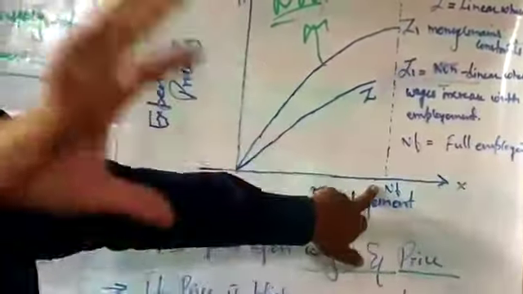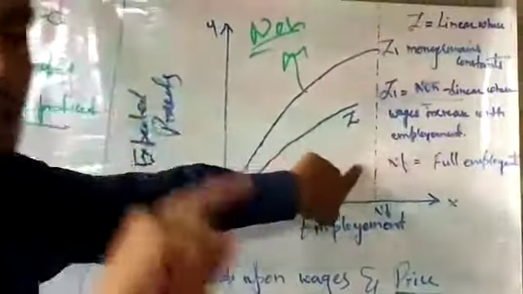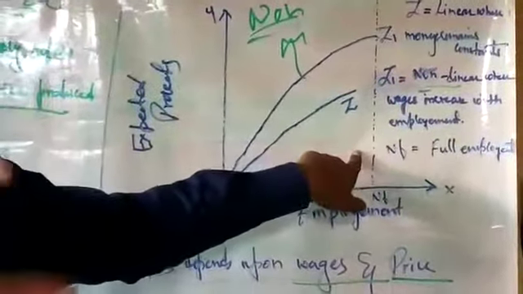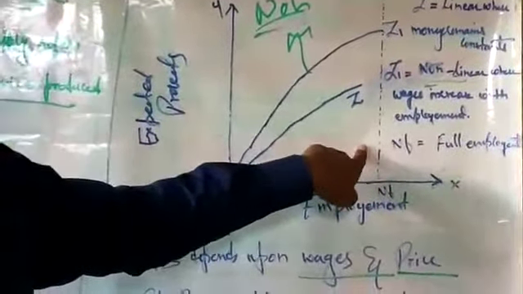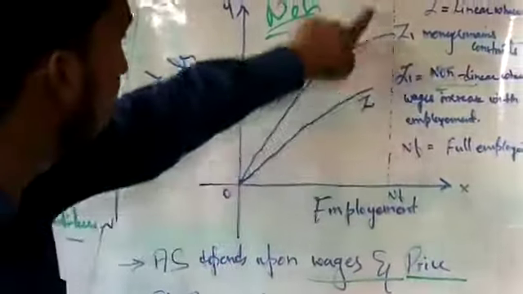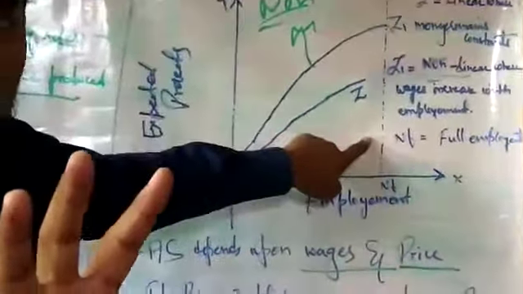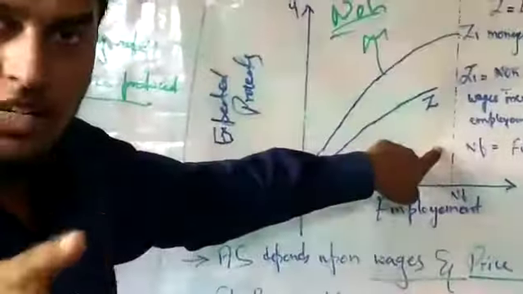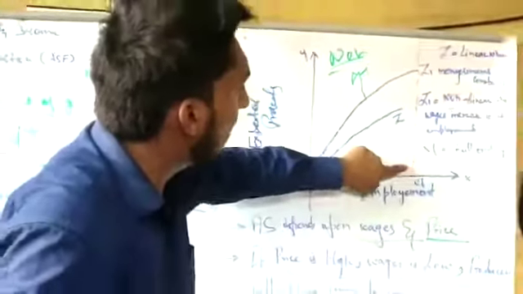NF means full employment. This is the line where every individual, every person living in a country will be employed. They will have a job. Everyone who wants a job, who is willing to do the job, will have a job. That is what we call NF.